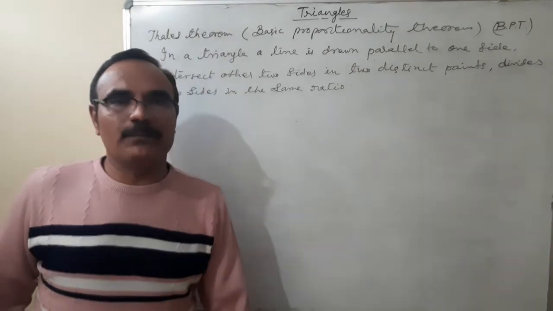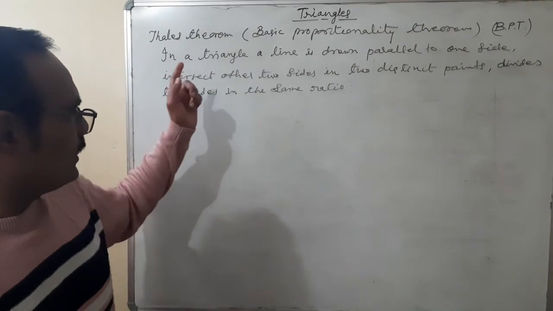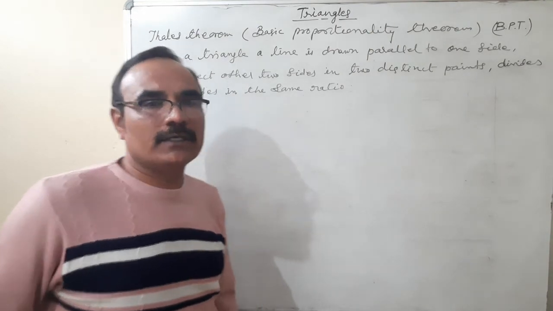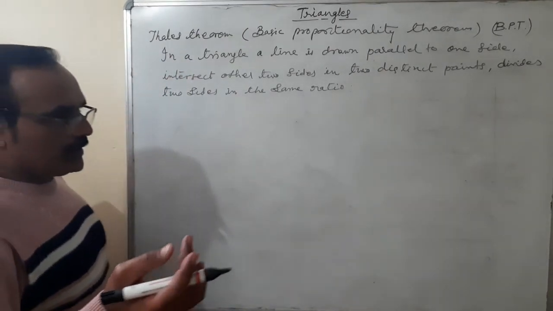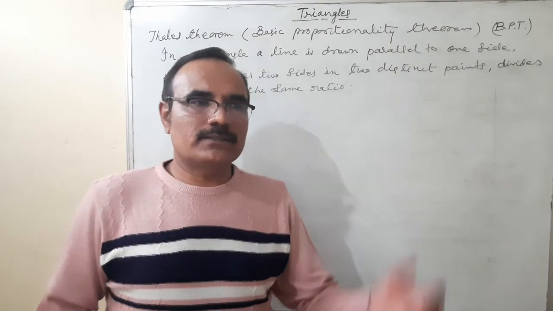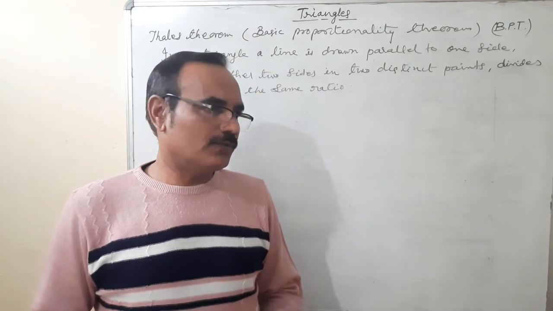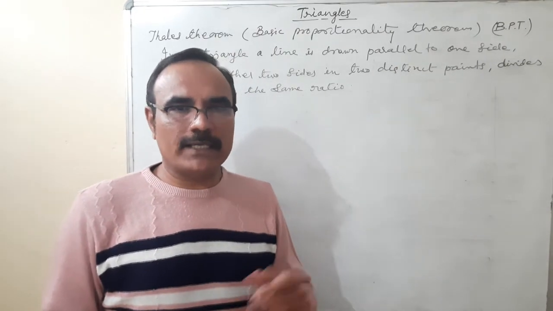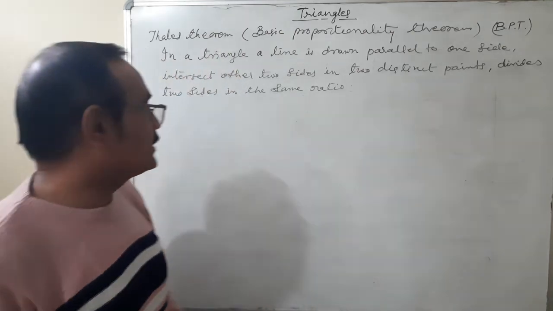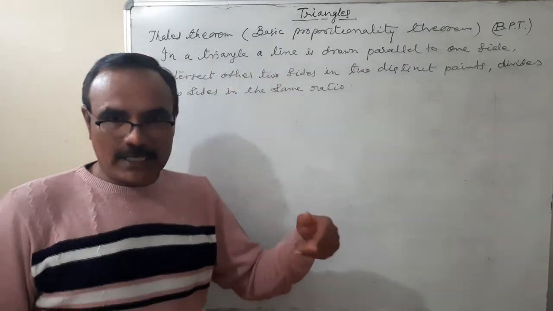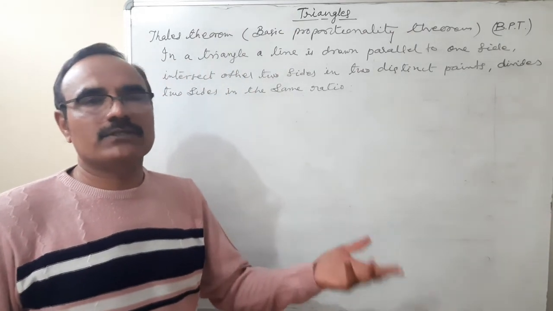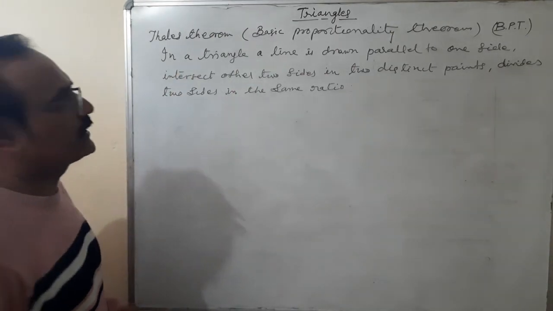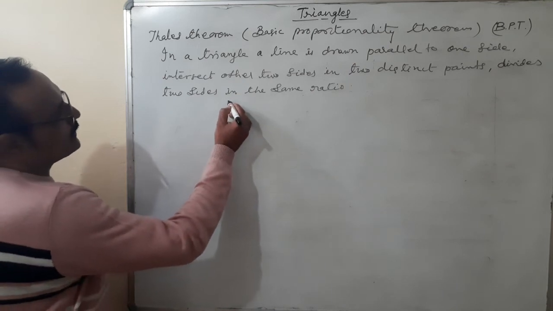Now let us understand the meaning of this statement. In a triangle, a line is drawn parallel to one side of the triangle. So when we prove a theorem, this is the basic rule: first of all, the statement, and after that, a diagram. We have to sketch the diagram on the basis of the statement. The statement says, in a triangle, this can be any type of triangle, equilateral, isosceles, or scalene, a line is drawn parallel to one side. So I am making a triangle.